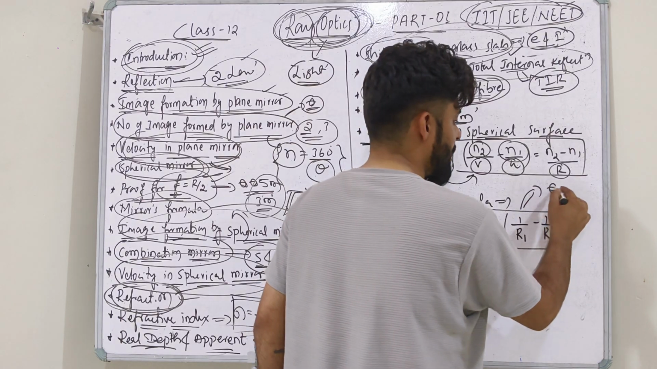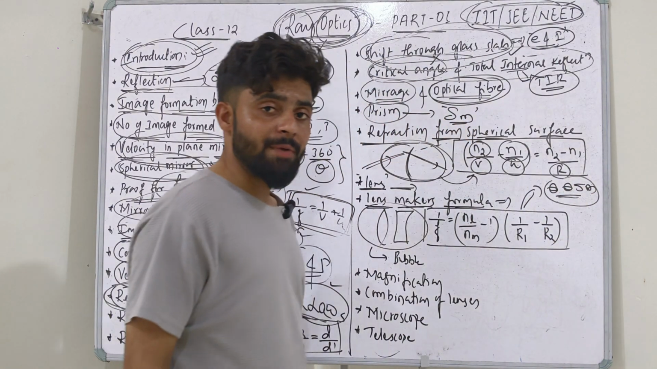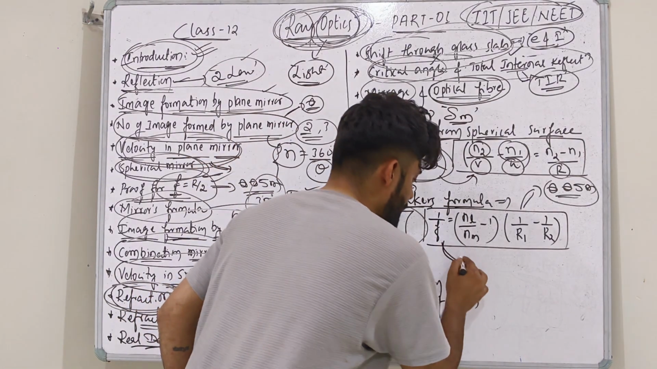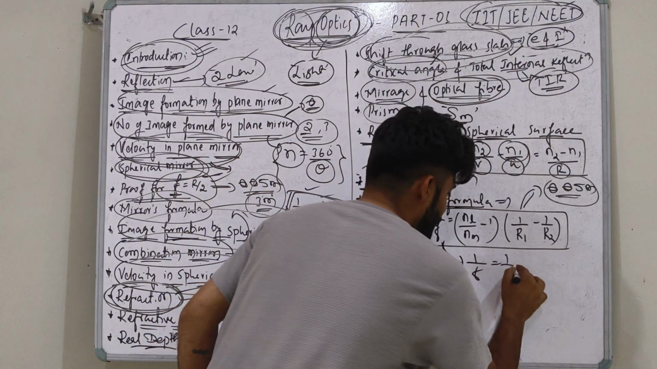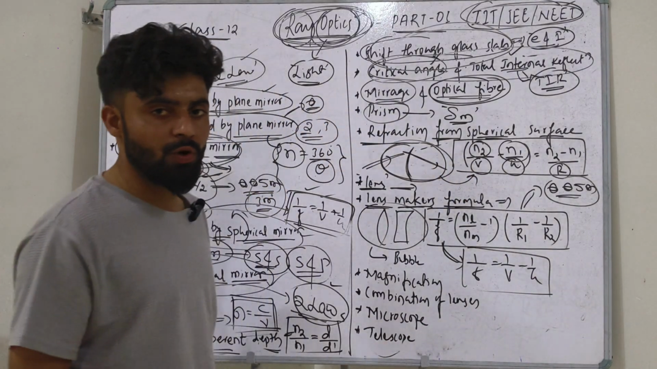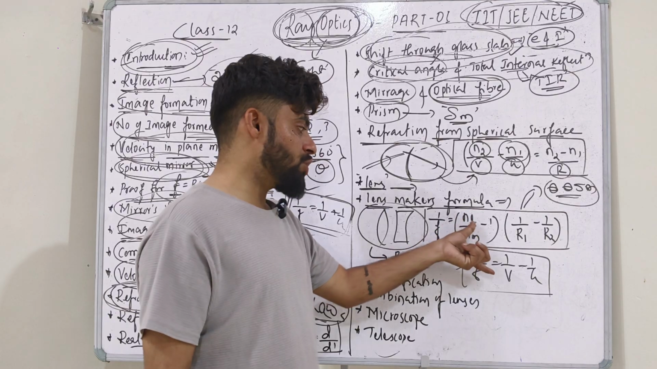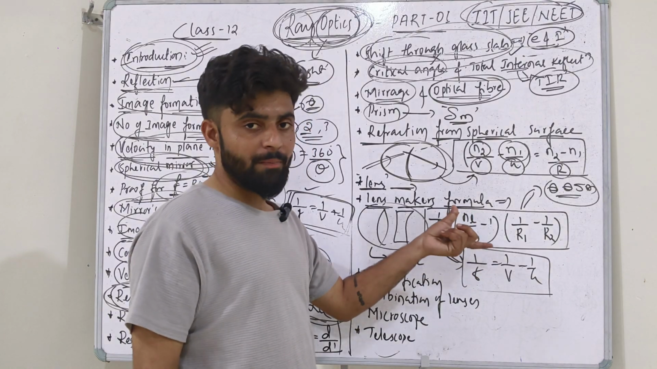This is very important for 5 marks for your class 12 board examination. And on simplifying, we will get the final equation, that is 1 by f is equals to 1 by v minus 1 by u. And this is also called the lens formula. This is the lens maker's formula, this is the lens formula, and these two are also very important for the problematic part.